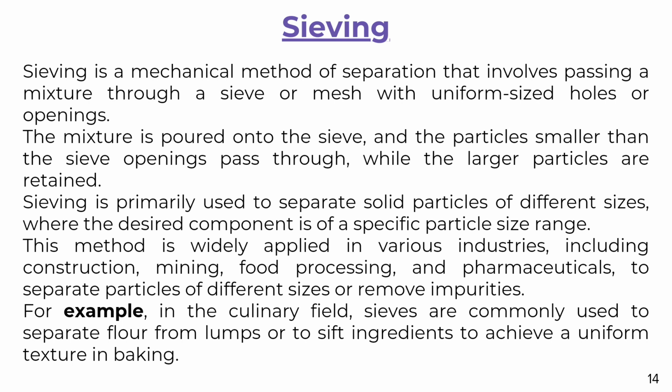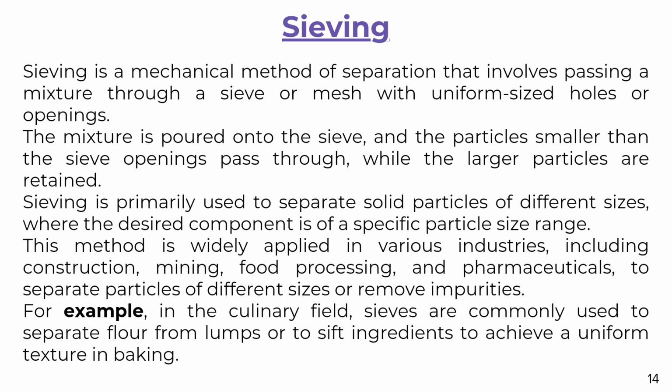Sieving. Sieving is a mechanical method of separation that involves passing a mixture through a sieve or mesh with uniform-sized holes or openings. The mixture is poured onto the sieve, and the particles smaller than the sieve openings pass through, while the larger particles are retained.